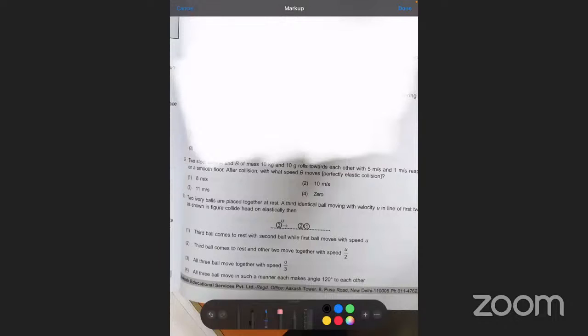Let's start solving. This is steel ball A, 10 kg. And this is steel ball B, 10 gram. This is moving with 5 meter per second, and this is moving with minus 1 meter per second, because of the direction. Okay, in vector form. I told you clearly, you will have to go with the vector form.